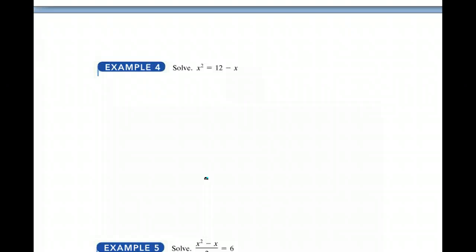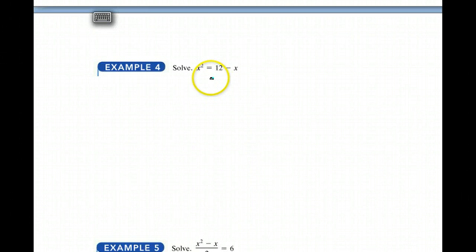Example 4 is one where our ax squared and our bx and c are not on the same side of the equation. So we're going to have to manipulate this in order to get it on the same side of the equation. We learned in one of our previous chapters that we could move terms from one side of our equation to the other by utilizing addition and subtraction.